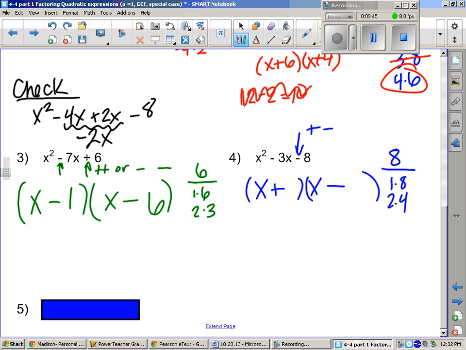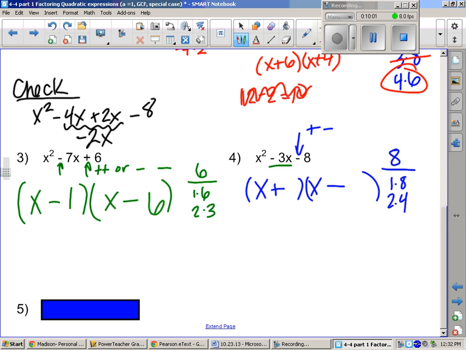I don't see any things on this list. Oh my gosh. 1 and 8 does not add or subtract to get 3. 2 and 4 does not add or subtract to get 3. Okay, so here's what happens when you see this. Make sure you wrote down the problem correctly. Yeah, first step. Yeah, I think we did.